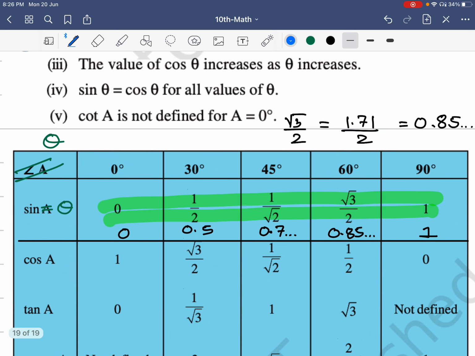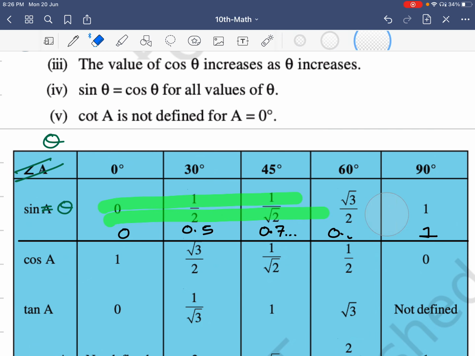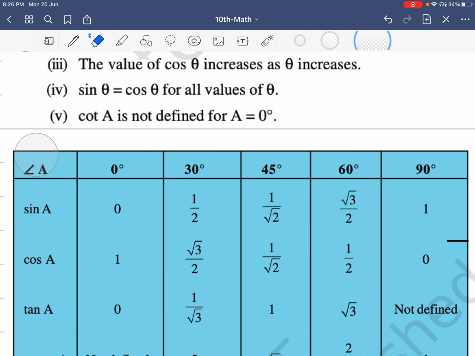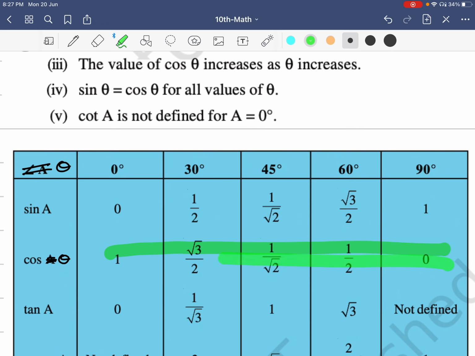Now let's go to statement number 3, and first let's clear this. Statement number 3 reads, the value of cos theta increases as theta increases. So kind of similar to the previous statement. Let's make this as theta and let's make this also as theta. Now let's focus on, let me try to highlight, let's focus on these values here. These are the cos theta values. So now they are saying that the value of cos theta increases as theta increases.